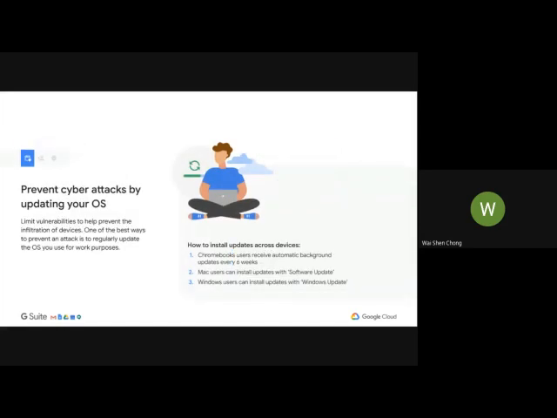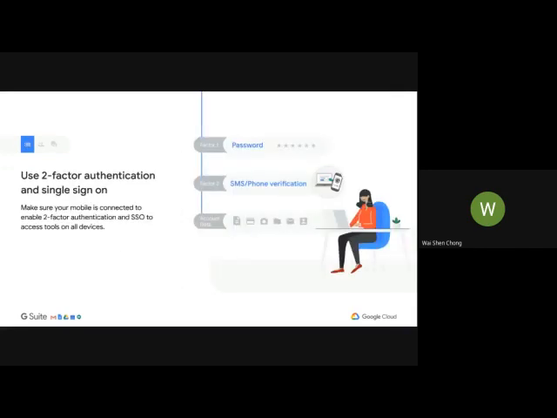Second, you prevent cyber attacks by updating your OS. Chromebook users receive automatic background updates every 6 weeks. Mac users can install the updates, and Windows users can install the updates regularly. It's also important to have two-factor authentication and single sign-on in your organization. For example, in Gmail or G Suite, you're able to do two-factor authentication to access your email. You can have a password, and your second factor can be an SMS or a phone verification. Only with these two factors can you start using access to your company data.